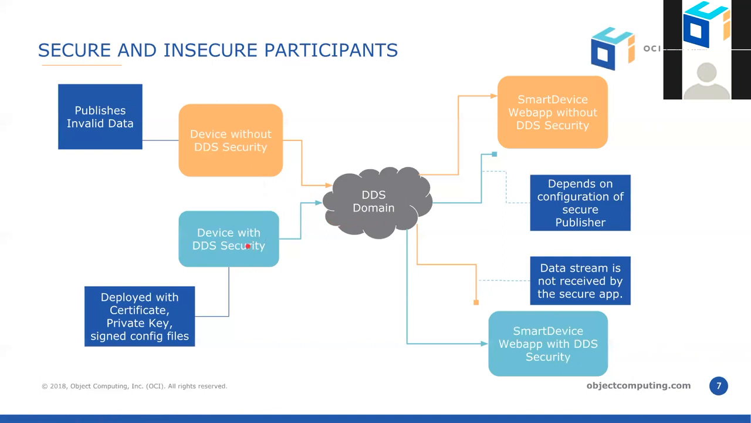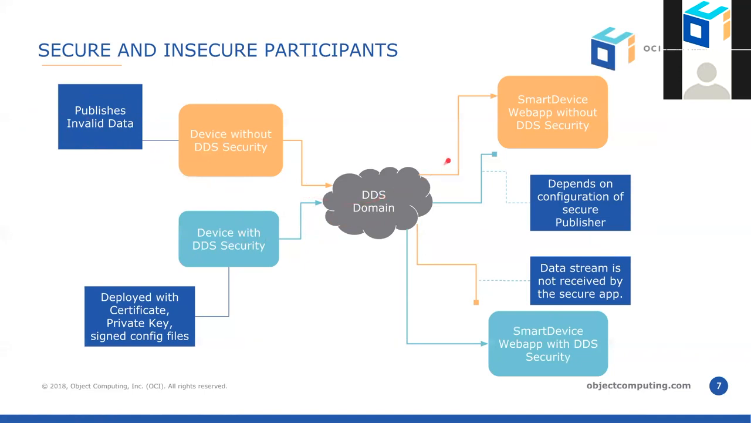To simulate a scenario that would actually require security, what we're going to show here is that the device without DDS security publishes invalid data, right? Instead of actually showing what the valve pressure is reading, this is an imposter on the network sending invalid values that are, in our case, 100 times higher than they should be.